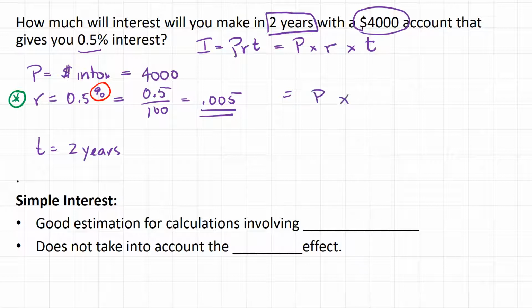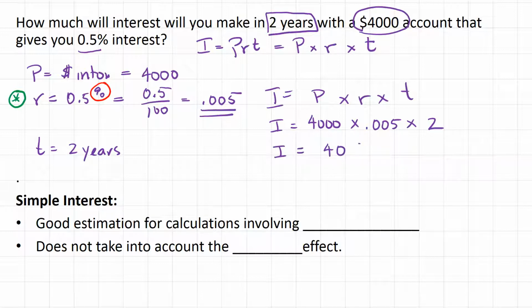The interest is P times R times T. So the interest is going to be 4,000 times the interest rate, which is 0.005, times the time. If I pick up a calculator to multiply that, that works out to be $40. So this is the interest the bank will pay you. So you have your $4,000 plus the extra $40 interest.